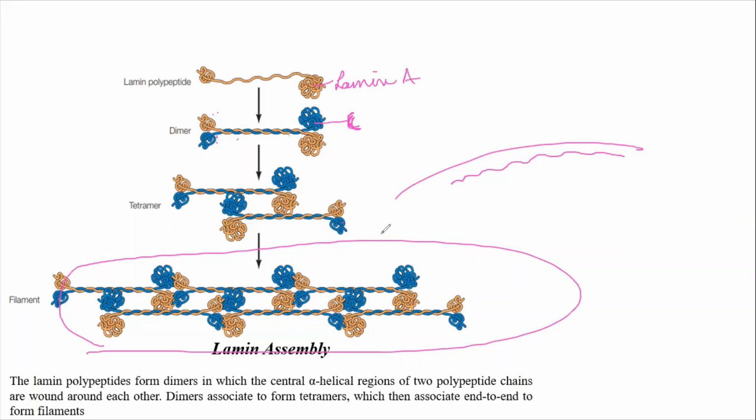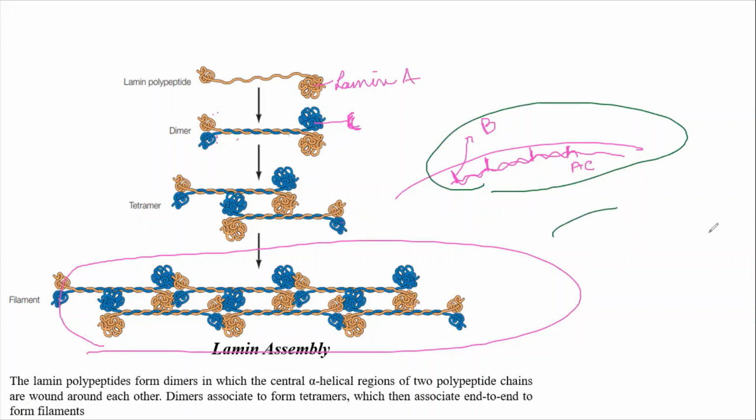Correct? Now, if this is your filamentous structure which is made up of A and C, here like this, then there should be some interaction between the inner membrane and the filaments, right? So that is done by lamin B. Are you able to visualize this part? How would this look?